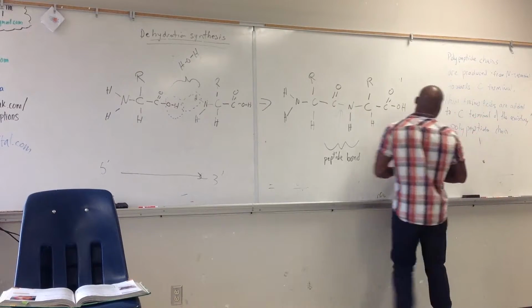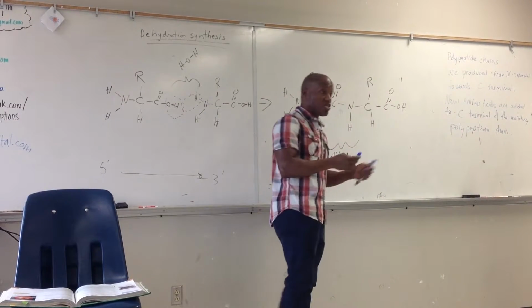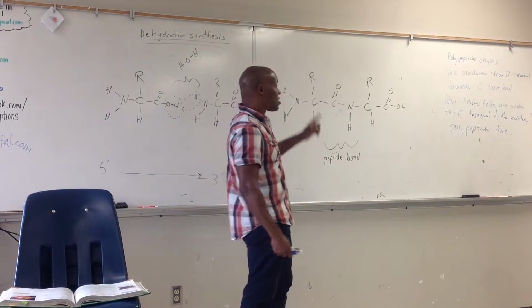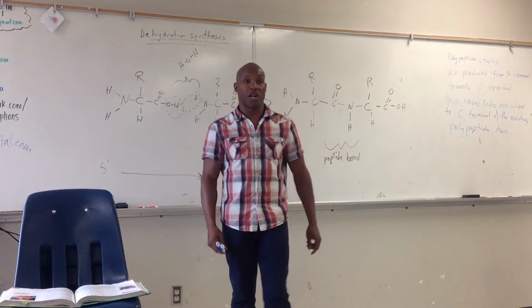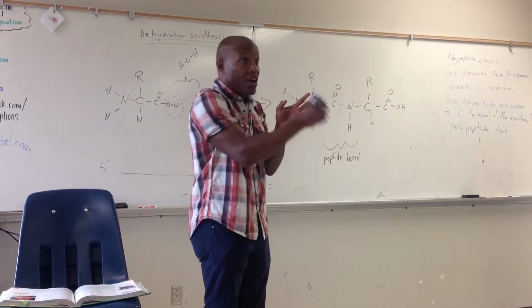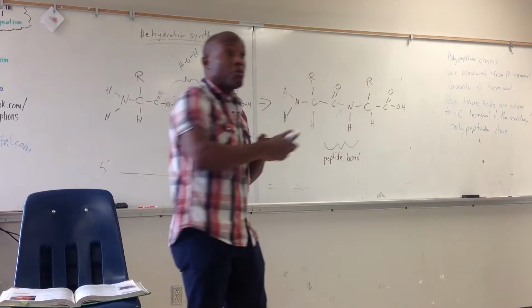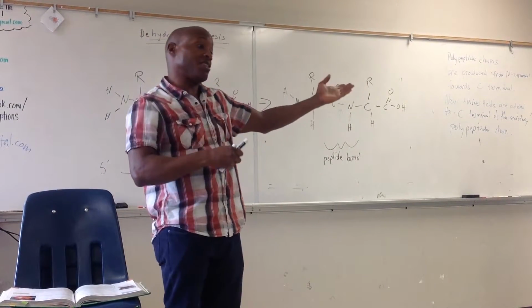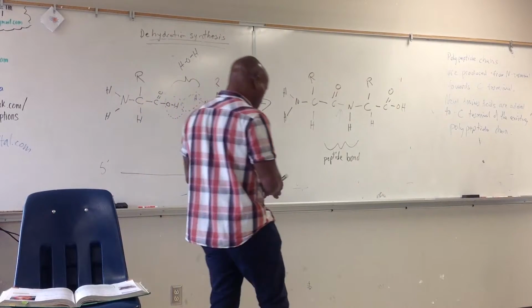Alright, so polypeptide chains are produced from the N terminal towards the C terminal. What does that mean? That means that new amino acids are added to the C terminal of the existing polypeptide chain. The polypeptide chain exists with its C terminal there, and the new ones are always coming in at the C terminal with their incoming N terminal meeting the C terminal of the existing polypeptide chain.